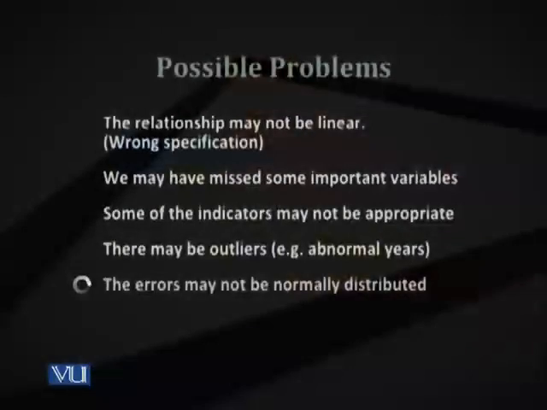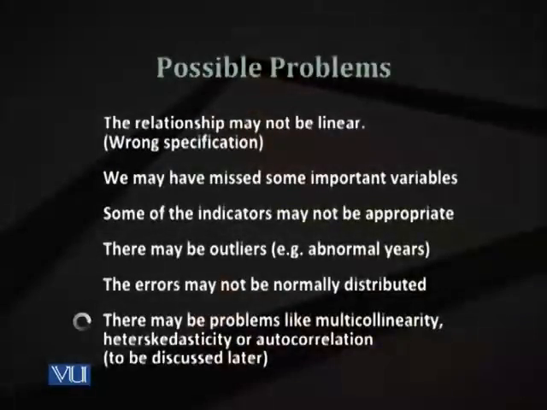Also, you remember that we had various assumptions in ordinary least squares. For example, the errors should be normally distributed. You have the Gauss-Markov theorem. We should know whether these assumptions are violated or not. If the assumptions are violated, the results will be misleading. For example, the errors may not be normally distributed. In that case, you will have problems. The problems may include one or more of multicollinearity, heteroscedasticity, and autocorrelation.